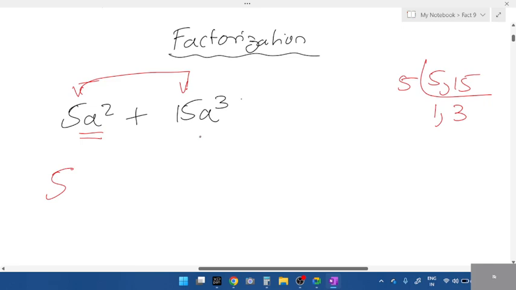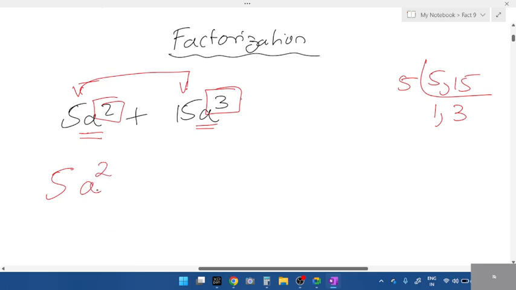When it comes to alphabets, check whether the alphabets are same. A and A are same. Then go with the power, students. Which one has the least power? For alphabets, check the least power. Which one has the least power? A square or A cube? A square. Take that out.